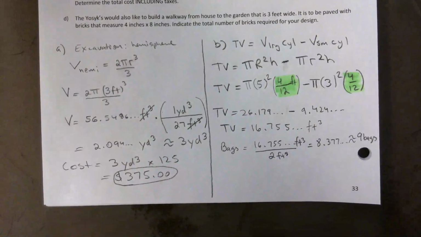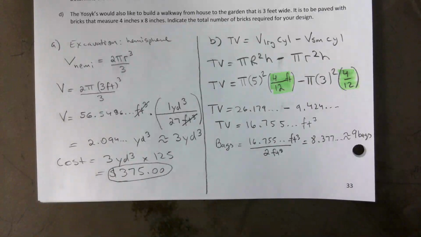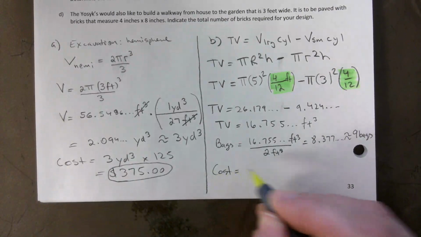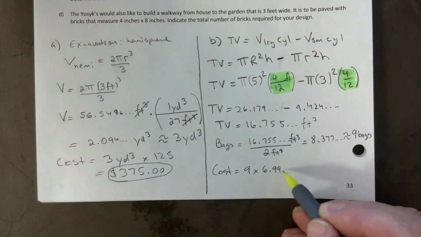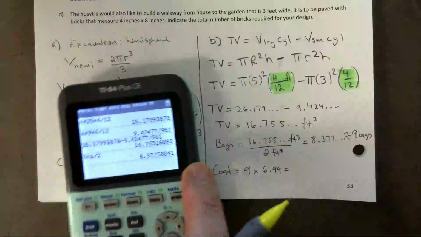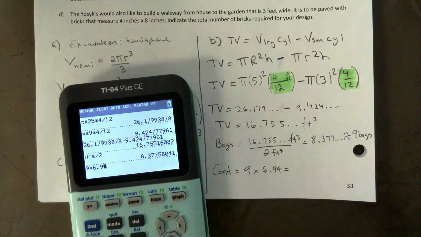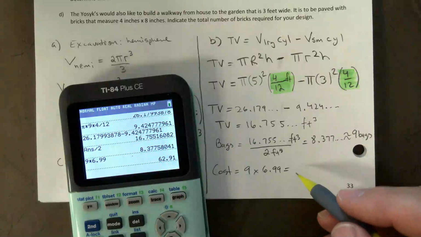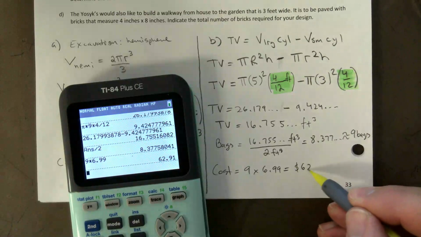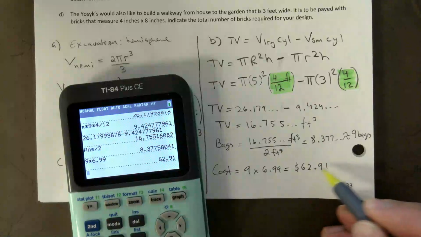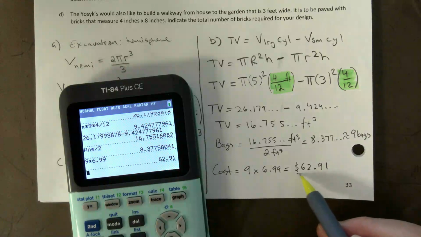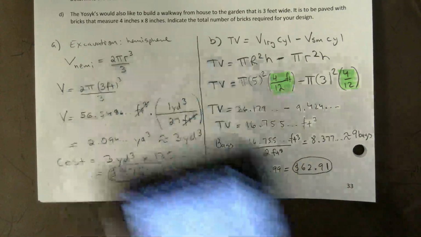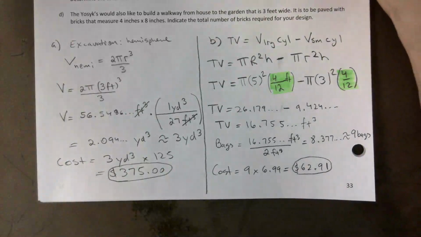And now we're ready for the cost. 9 times $6.99, and no taxes, so that's all we're going to do. $62.91. That's very cheap. I got to redo my math there. The prices, at least. That's too cheap. But anyways, $62.91.